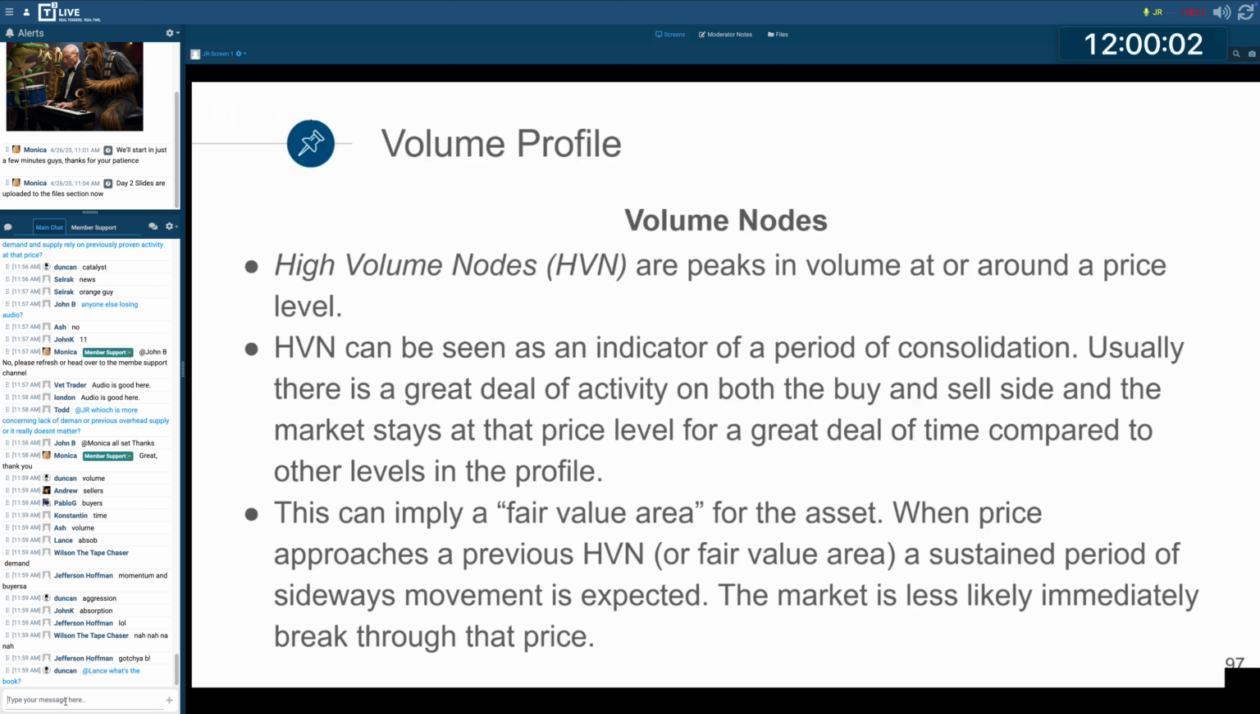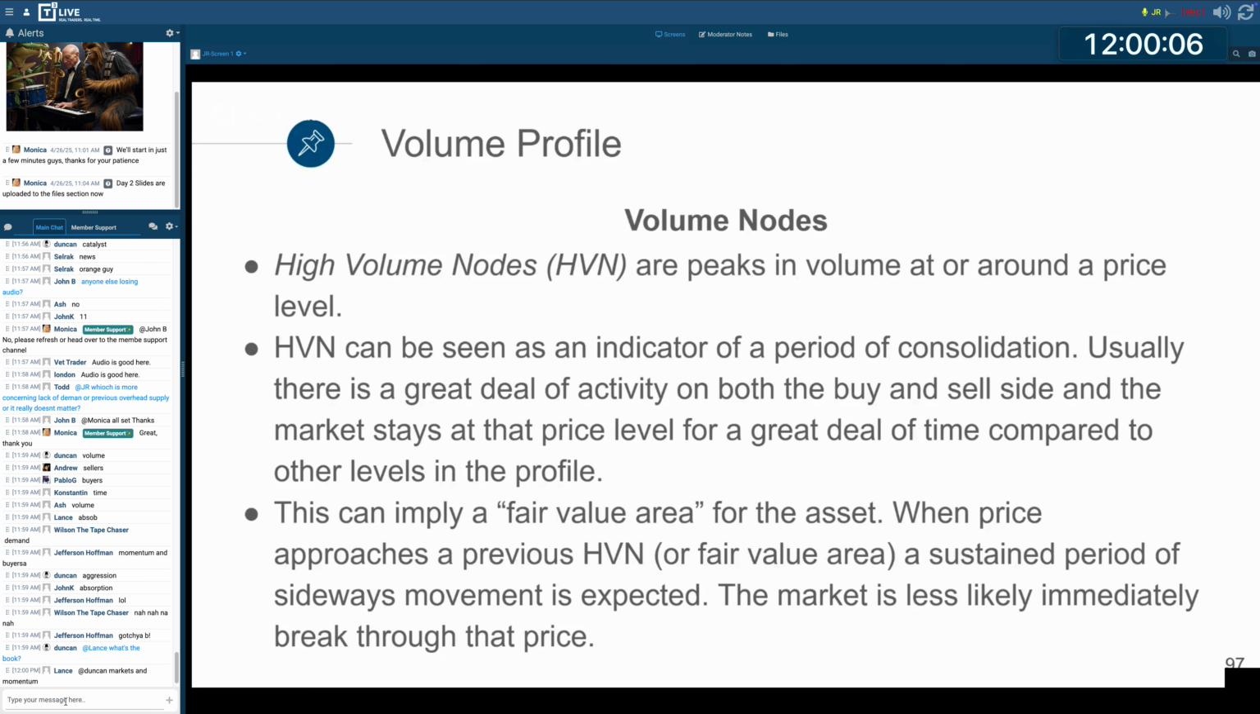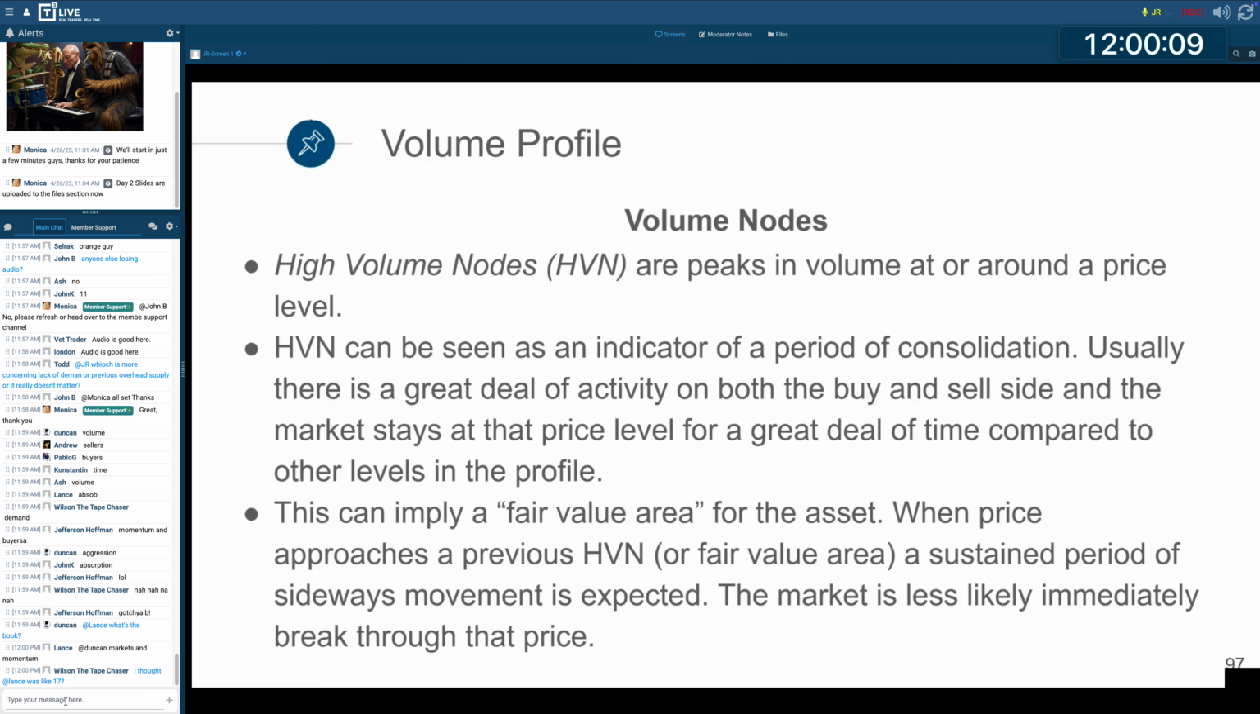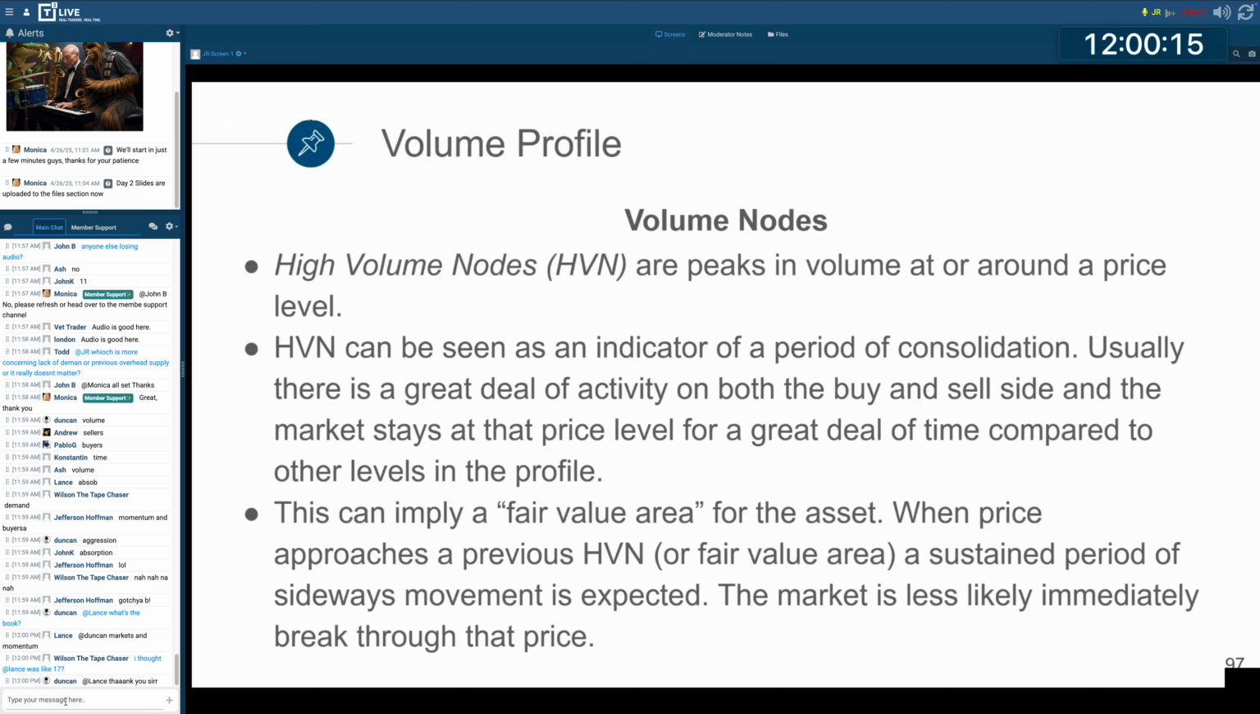So high volume nodes are an indicator of a period of consolidation. Usually there's a great deal of activity on both the buy and sell side, and the market stays at that price level for a great deal of time compared to other levels in the profile.